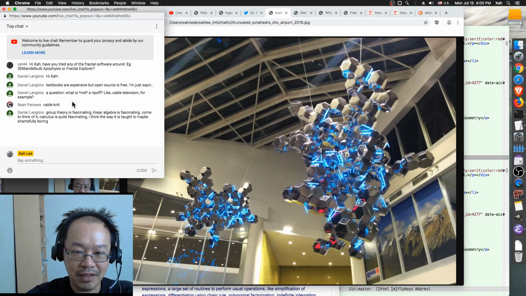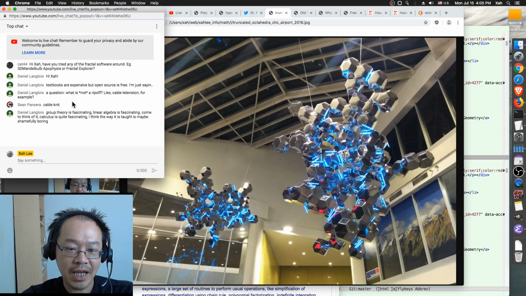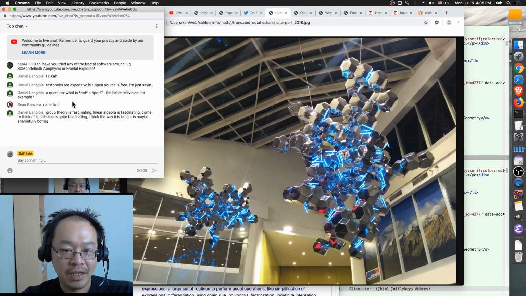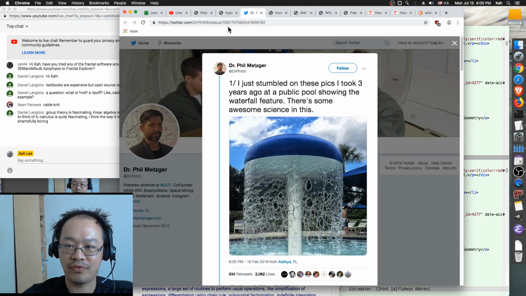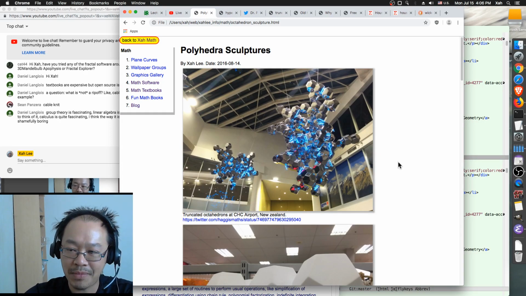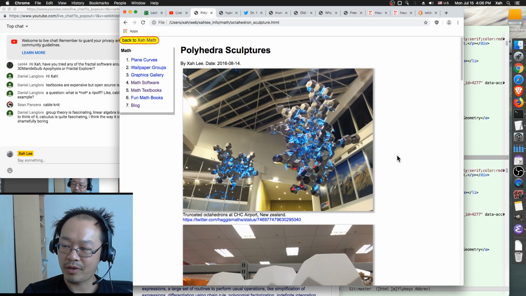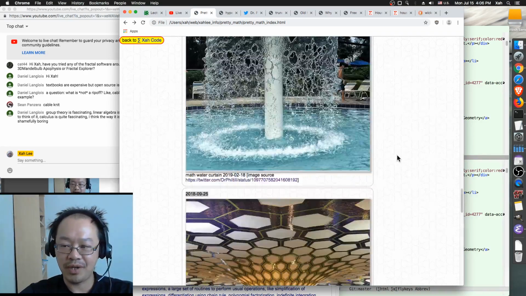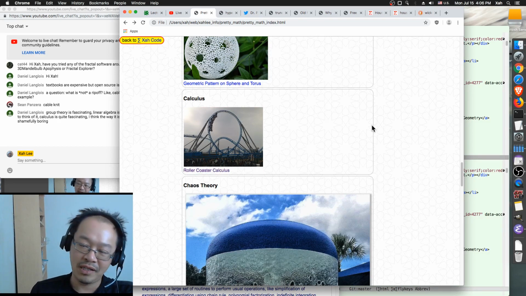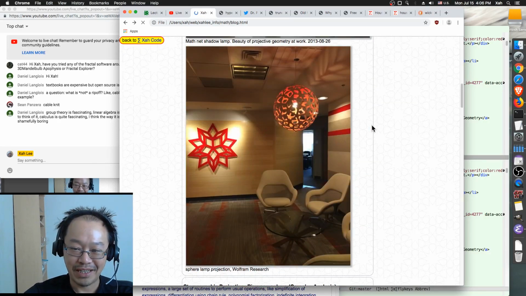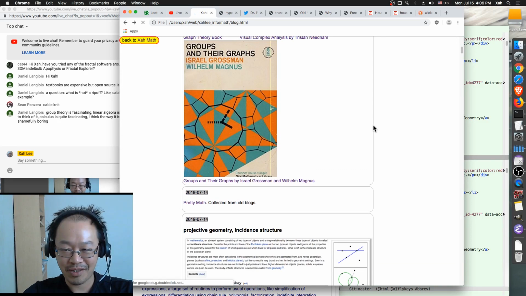Group theory is fascinating. Linear algebra is fascinating. Come to think of it, calculus is quite fascinating. I think the way it is taught is maybe shamefully boring. Yeah, that is true. When you read math, actually this is true for a lot of things. For example, I look at lots of math textbooks, or sometimes non-textbooks, math books, or I read many of these math topics online. They will say, "Oh, group theory is one of the most important in math." Then you read calculus, then you'll say, "Oh, it's the most important in math." Then you read complex analysis. You'll say, "Oh, this is the most important in math."